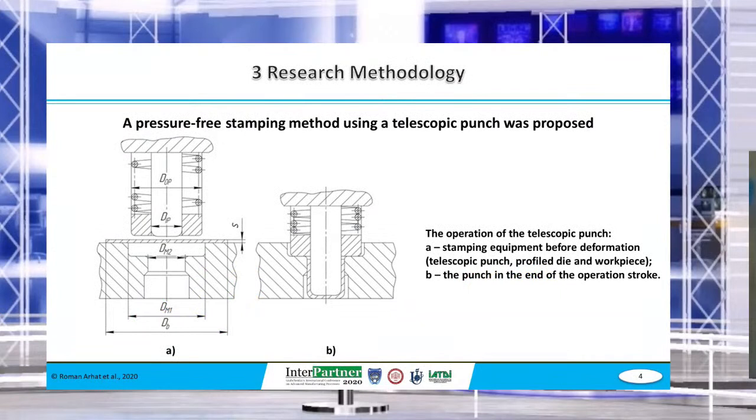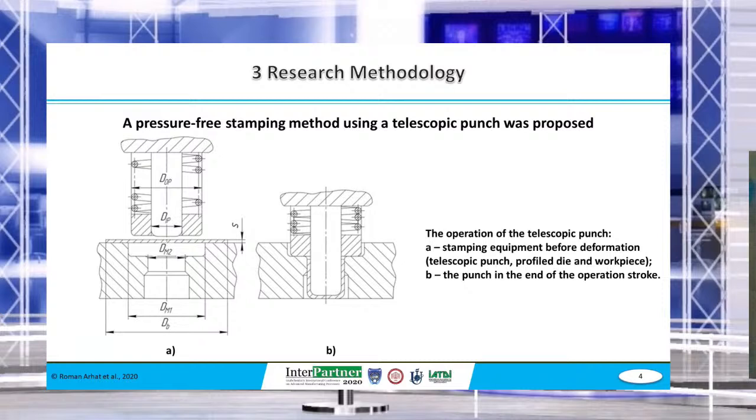Based on the literature analysis, a pressure-free stamping method using a telescopic punch was proposed. At the third stage of drawing, the punch deforms the workpiece along the outer diameter of the punch and, reaching the bottom on the first step, the outer part stops. And further deformation is carried out by the internal part until the finished product is obtained.